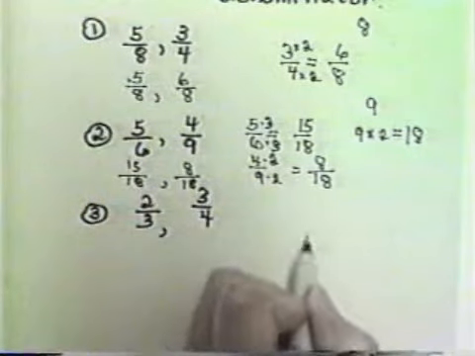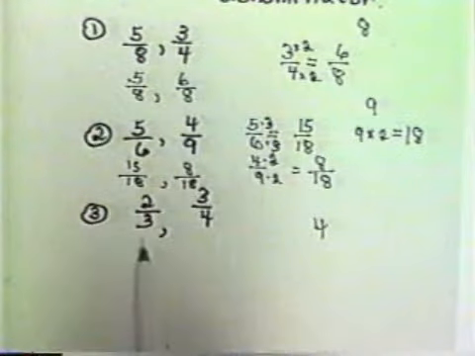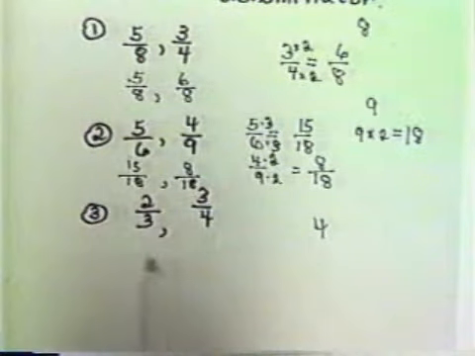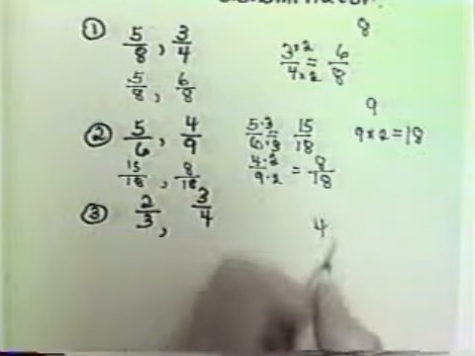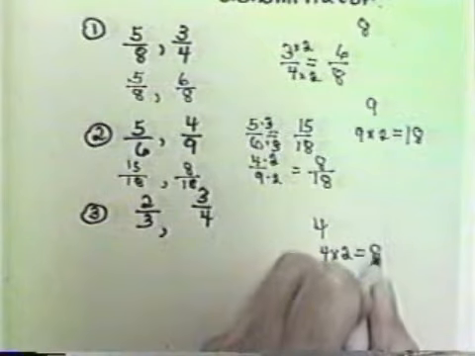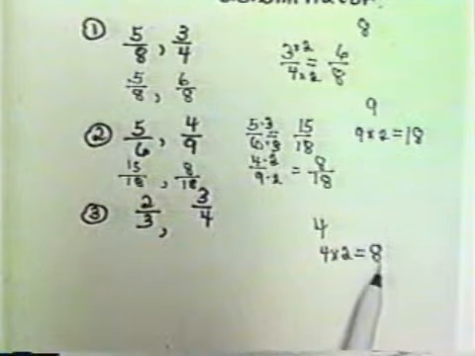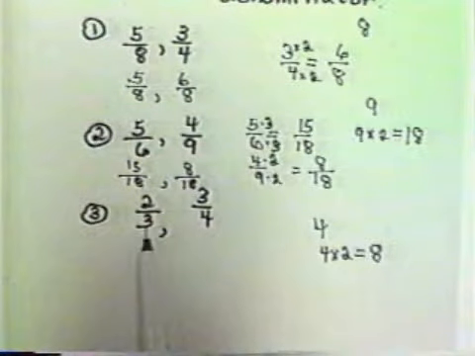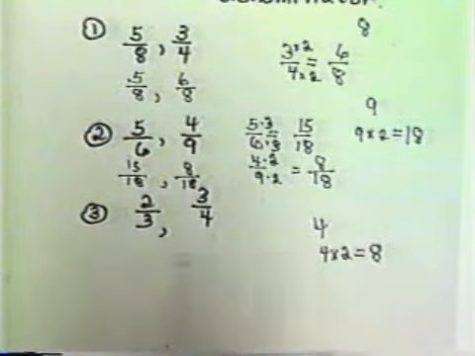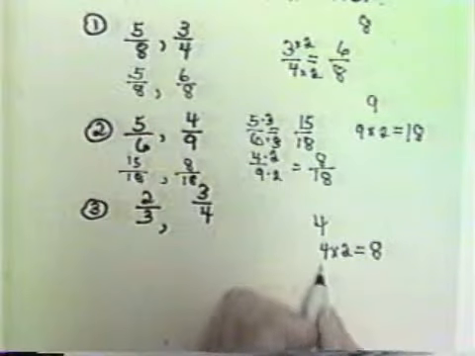Again, I take the biggest denominator of 4 and see if I can divide the other denominator into it. I can't turn 3 into 4 by multiplying it by something. So let's try 4 times 2. That gives me 8. So let's see if I could use 8 as my denominator. Can I turn 3 into an 8 by multiplying it by something? No, 3 will not go into 8 anyway. So let's keep working with 4.